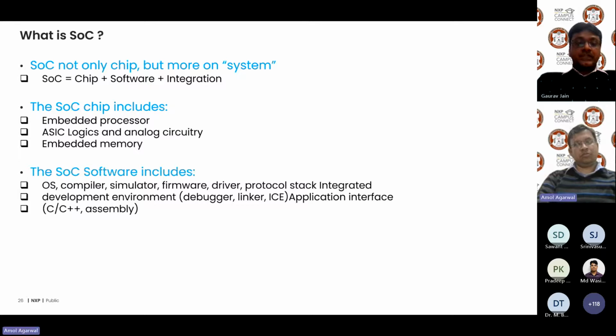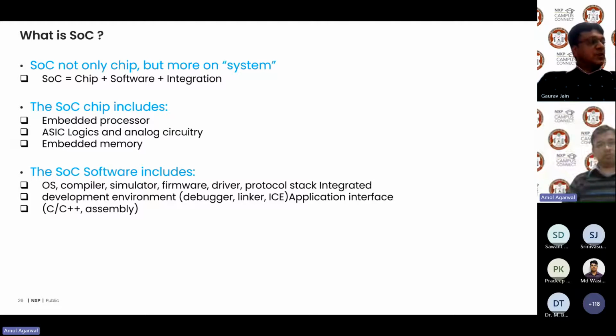The software is basically where we have the code which eventually runs on the application as part of the SoC. So it comes with the compilers, the operating systems, simulator firmware, where the clients or the customers can use that particular environment to develop their own software, the development environment, and also along with some part of the software that we provide along with the SoCs here.